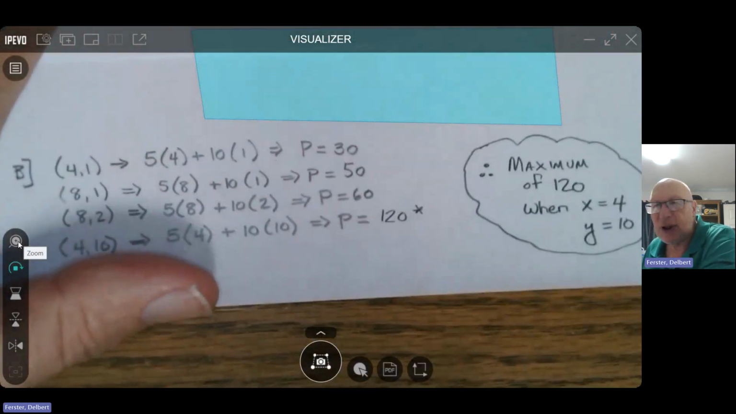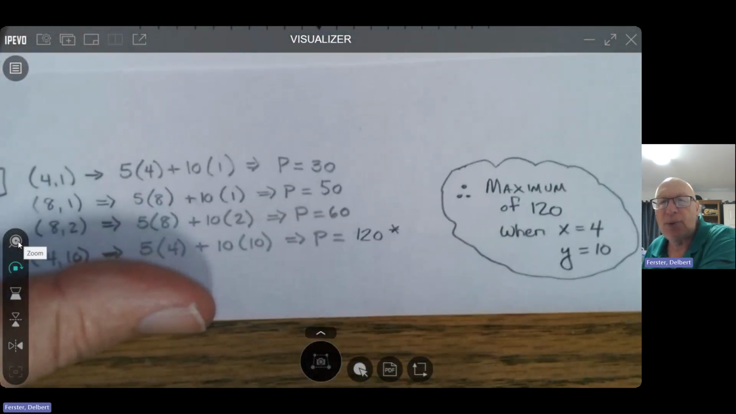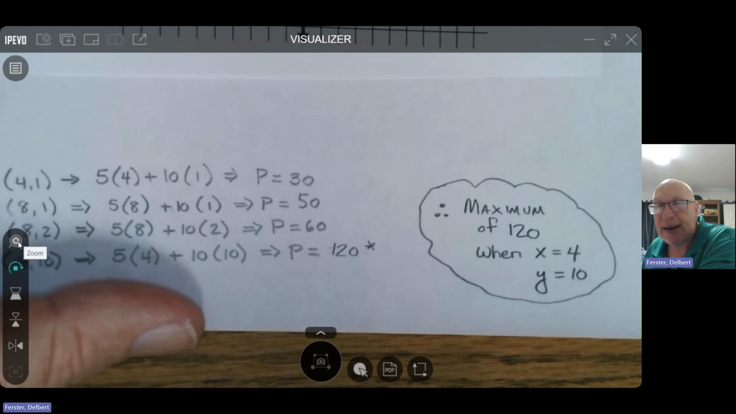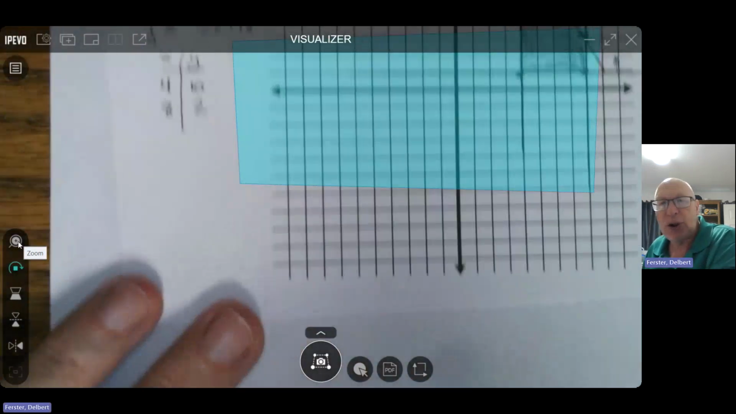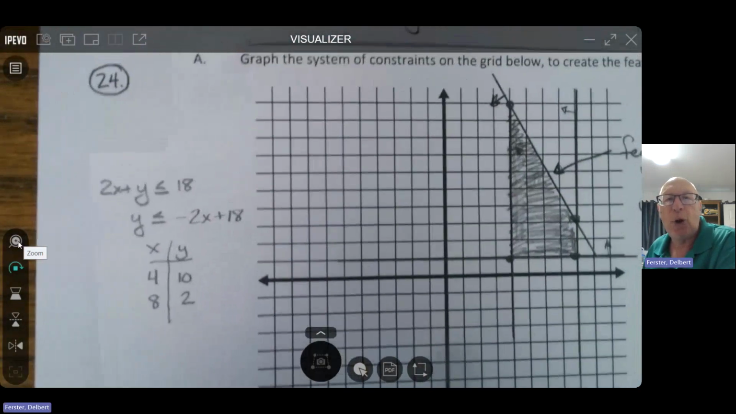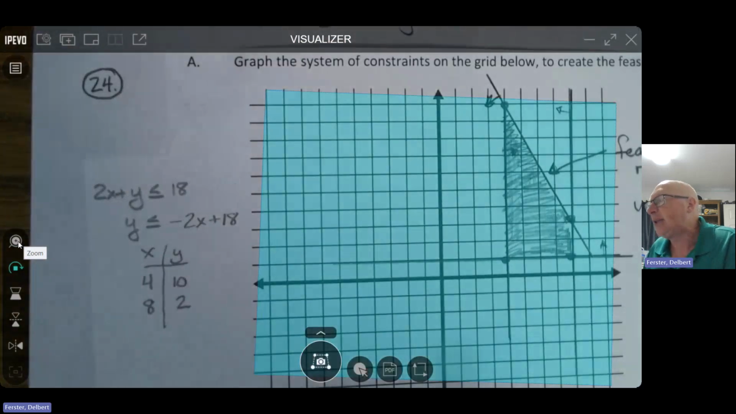So the last entry you see on your screen is we maximize our objective function, and it has a maximum value of 120, specifically when x is 4 and y is 10. And that wraps our 24 solution as it relates to a linear programming problem where we did get a chance to go ahead and draw the graph. Not too bad. We should be okay there.